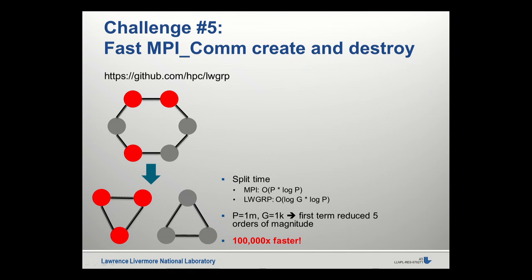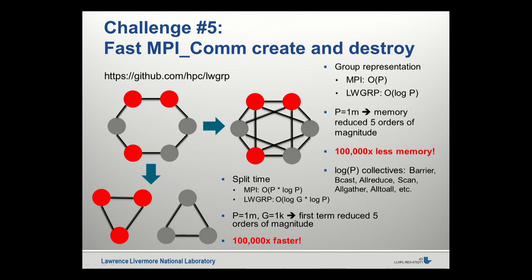And so at very large scale, like when P equals 1 million, and maybe your groups are 1,000, you end up with something that's 5 orders of magnitude difference. So you can do this 100,000 times faster than with 1 million processes. Similarly, you can use a fuller group. You can go from this to something like this, which takes a little more space, but then that allows you to use some other log P collectives. And again, this representation compared to the existing linear representation, is 100,000 times less memory. So these are huge savings when you get up into the scale of like 1 million or something.